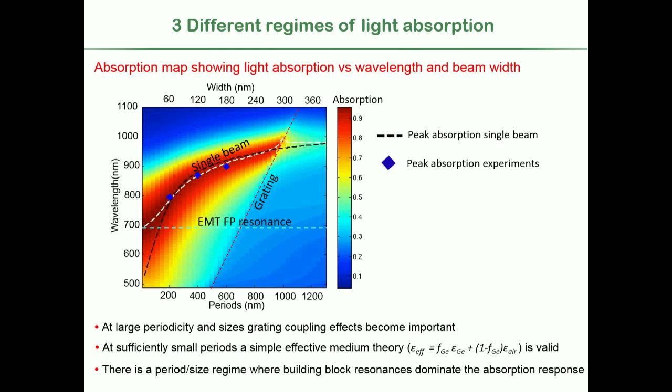And you can see this nicely also in a plot of the absorption in colors. Red means strong absorption, blue very weak absorption, as a function of the wavelength, and here is the width of the beams. And this is an experiment or a simulation where we move with a constant filling fraction.